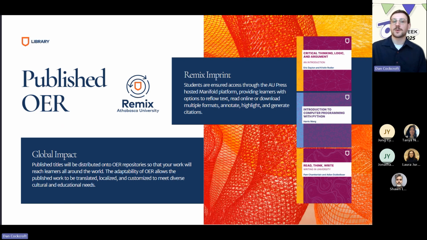Another benefit of this program is that it has a bit of a global impact. So I'll take these published titles and I'll share them on global repositories. So this really fulfills the promise of OER, that other people can take your work and they can translate it, localize it or customize it to meet their needs. So we're really focused on that gold standard of published OER.